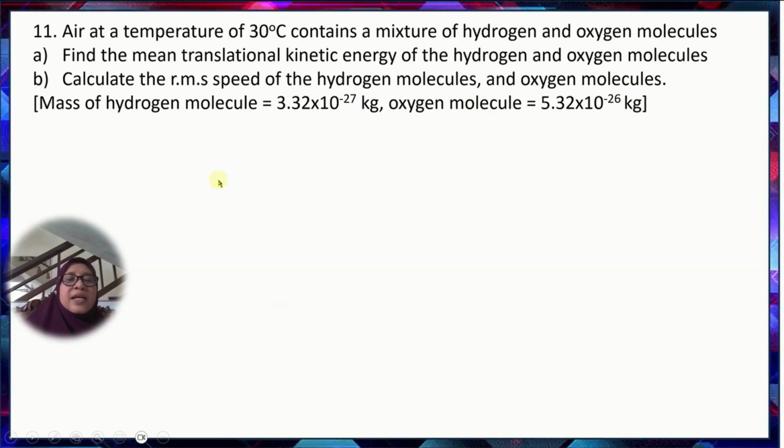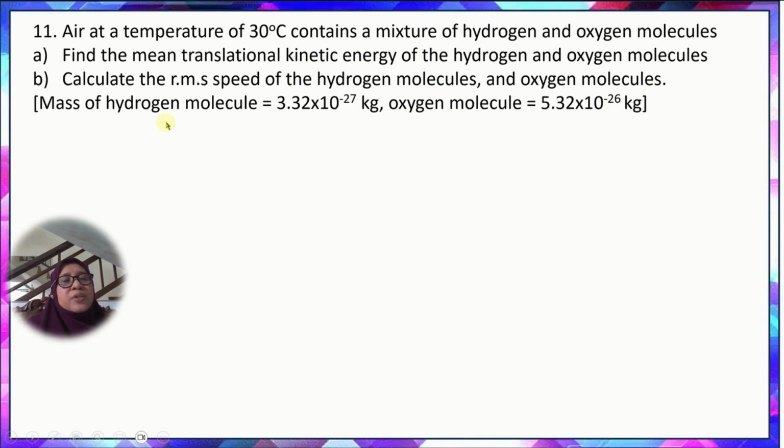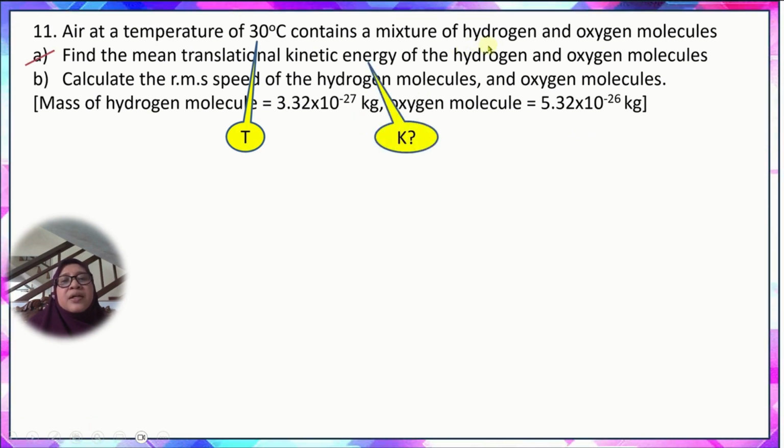That's the last question, 11. Air at a temperature of 30 degrees Celsius contains a mixture of hydrogen and oxygen molecules. A. Find the mean translational kinetic energy of the hydrogen and oxygen molecules. B. Calculate the r.m.s speed of the hydrogen molecules and oxygen molecules. Given that the mass of a hydrogen molecule is 3.32 times 10 to the power of negative 27 kilogram, and of an oxygen molecule is 5.32 times 10 to the power of negative 26 kilogram. Temperature is given, and we are going to find kinetic energy.